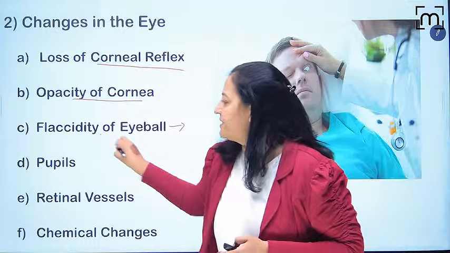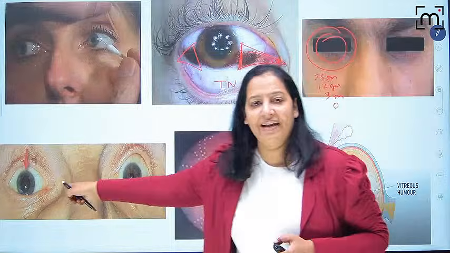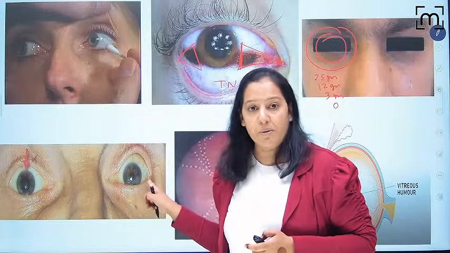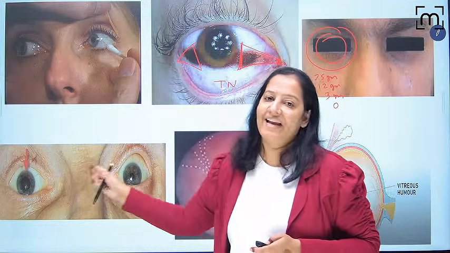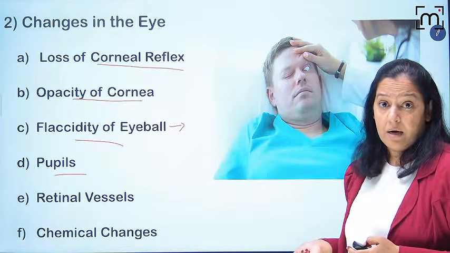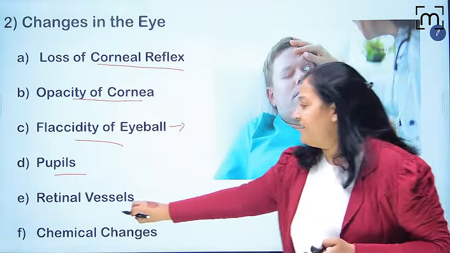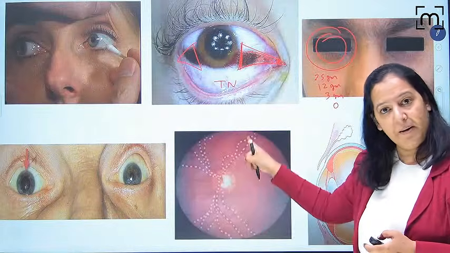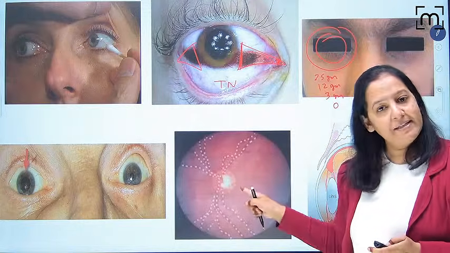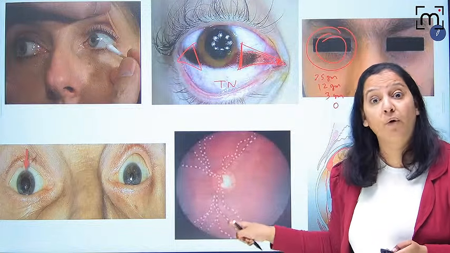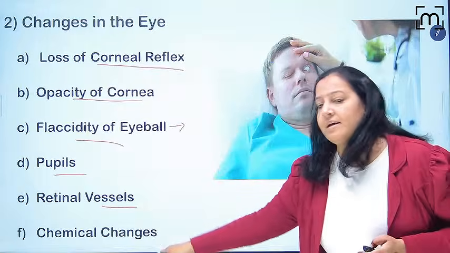Okay. The next is pupils. Pupils may dilate initially and then constrict later on due to rigor mortis. But rigor mortis can be uneven, so one pupil can dilate and one can constrict. This can also be the scenario. Okay. Retinal blood vessels. There is fragmentation of retinal blood vessels immediately after death, and this is known as Kevorkian sign. It is not seen as it is; it requires an ophthalmoscope. And the last one is chemical changes.